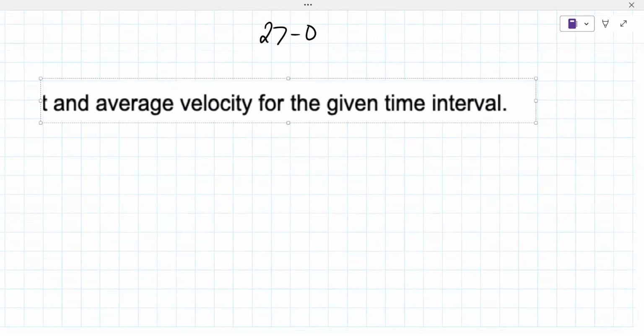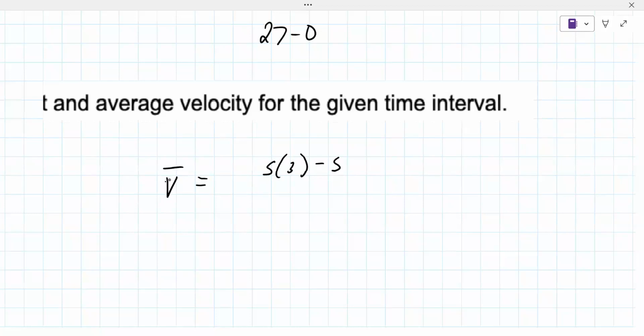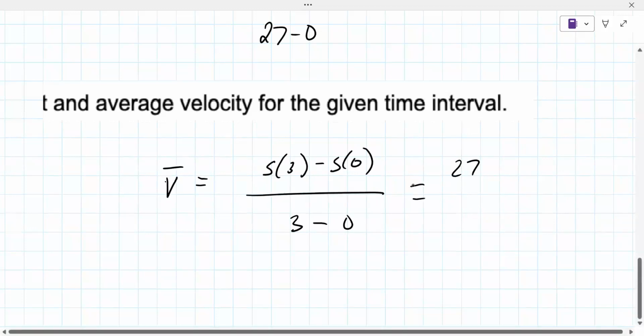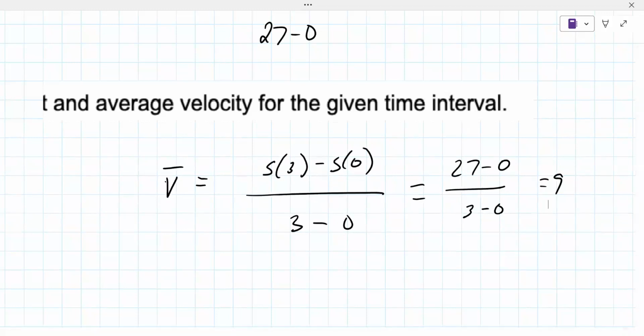Could you go over it? Yeah, so the average velocity, sometimes written v bar, is s of 3 minus s of 0, which we already have, over 3 minus 0. So it's 27 minus 0 over 3 minus 0. It ends up being 9.